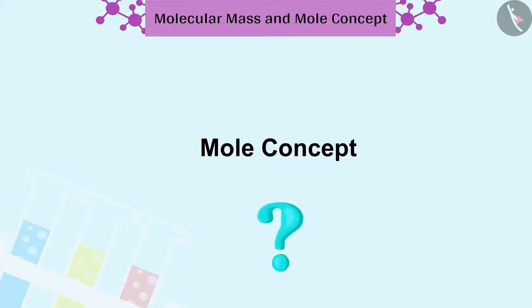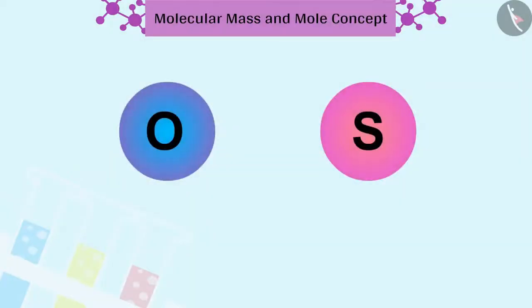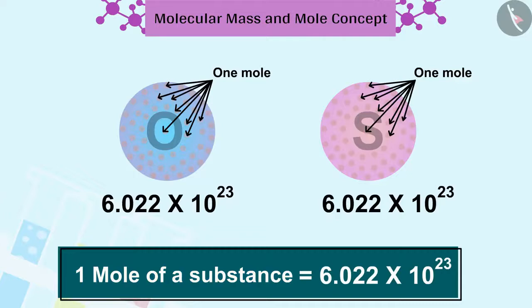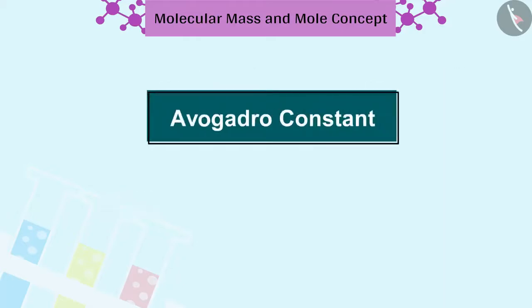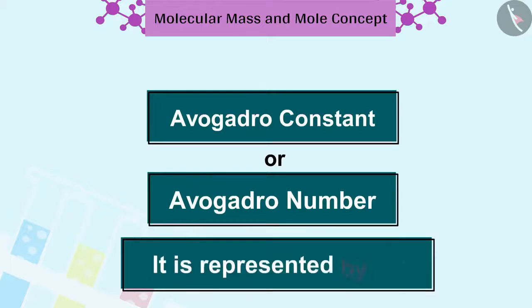Let us now discuss the mole concept. You may be wondering, what is a mole? A mole of a species, atom, molecule, ion or particle is that quantity in number having a mass equal to its atomic or molecular mass in grams. The number of particles in a mole of a substance is fixed, whose value is 6.022 into 10 raised to 23. It is called Avogadro constant or Avogadro number.